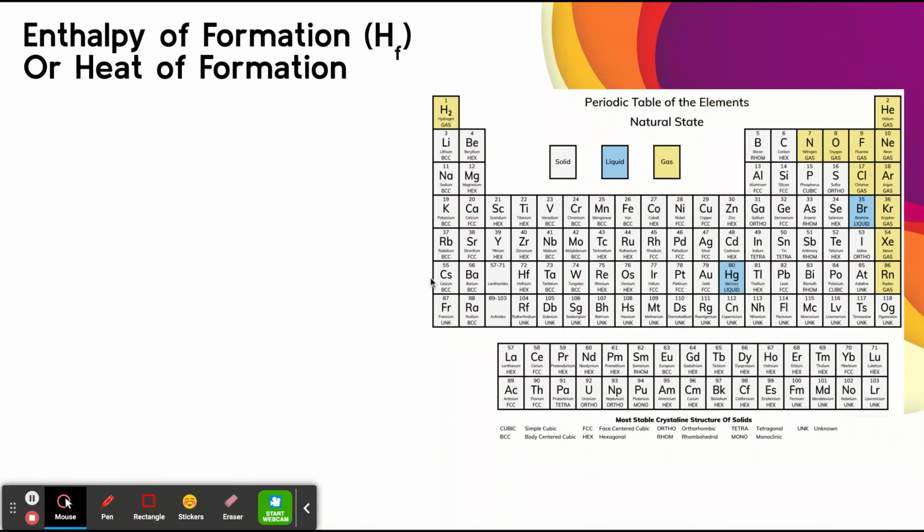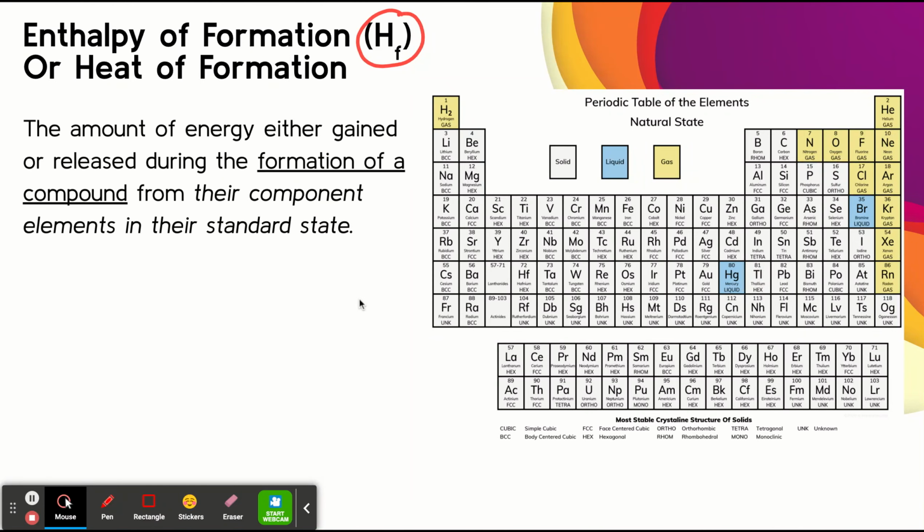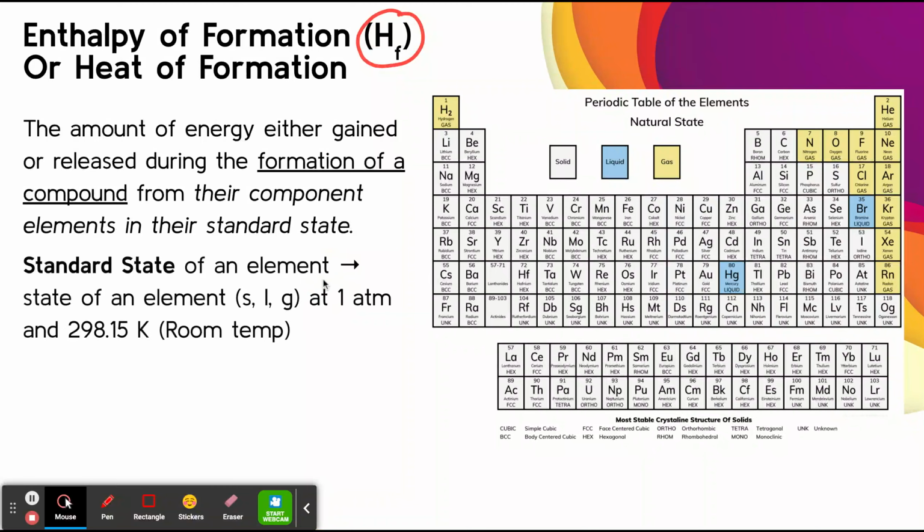Sometimes it is also called enthalpy of formation, and we use the symbol H sub F, okay, which is right up here, H sub F. And so what is the enthalpy of formation? This is the amount of energy that is either gained or released during the formation of a compound from its component elements in their standard state. Okay? And this becomes a little bit clearer as we start to talk about some examples. But let's first define what standard state is, and then I'll talk a little bit more about this.